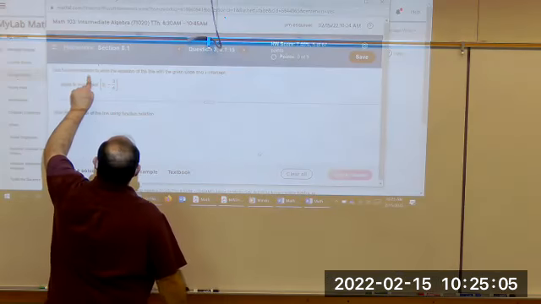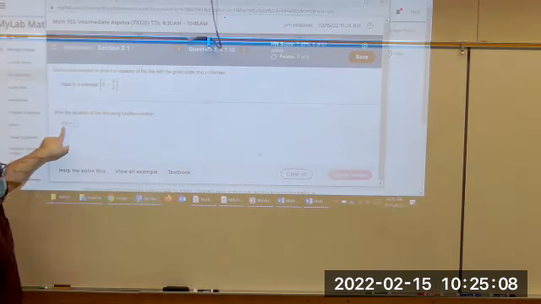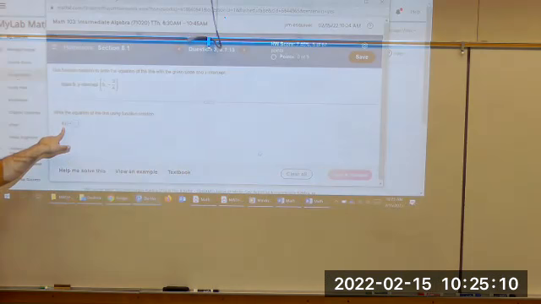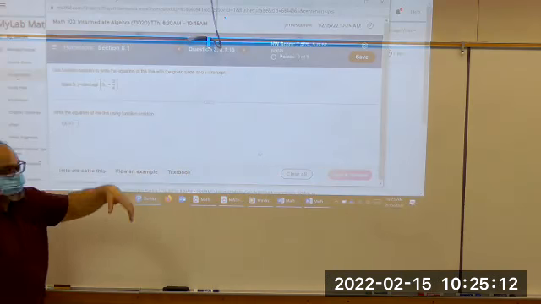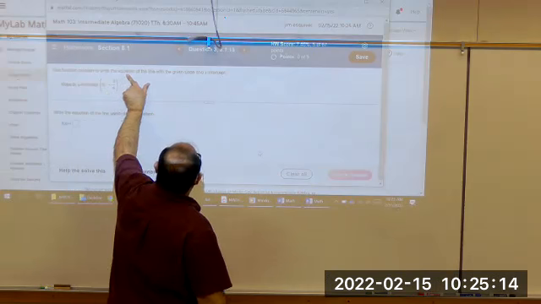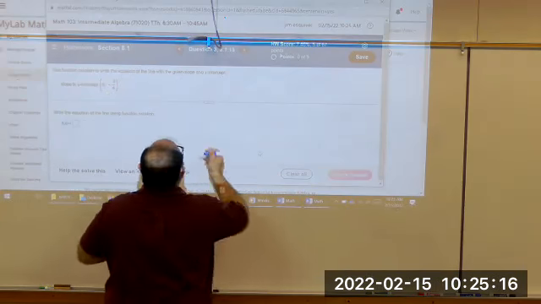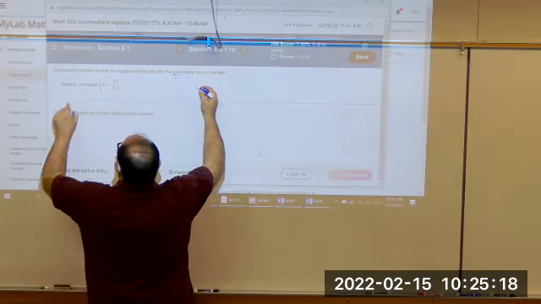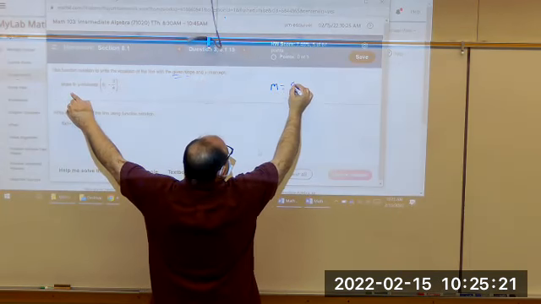Use function notation. Now here's the deal. They already put f of x here for you. But we're going to pretend we're going to do it ourselves. Use function notation to write the equation of the line with the given slope. So they tell us the slope is equal to 9.